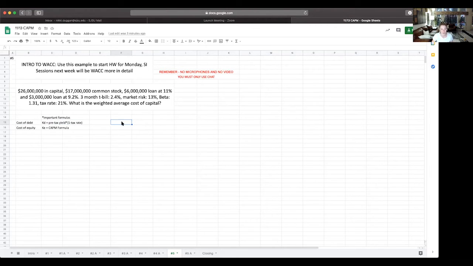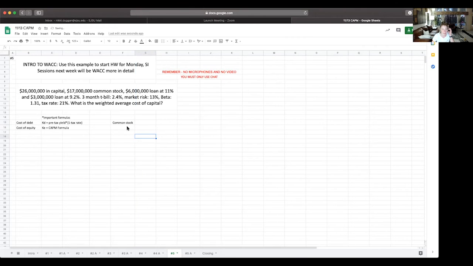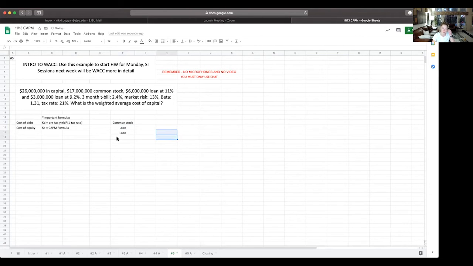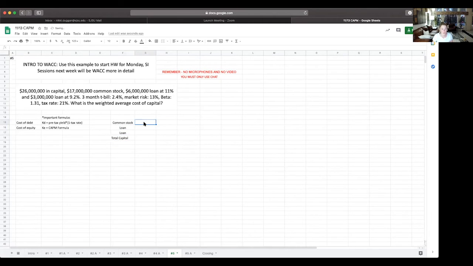So now we look further. So we see that we have common stock. And then we see that we have a loan. And then we see that we have a second loan. And then this is going to be your total capital. So now we're just adding numbers. So we see that in common stock, we have 17 million. And then in the loan, we have 6 million.